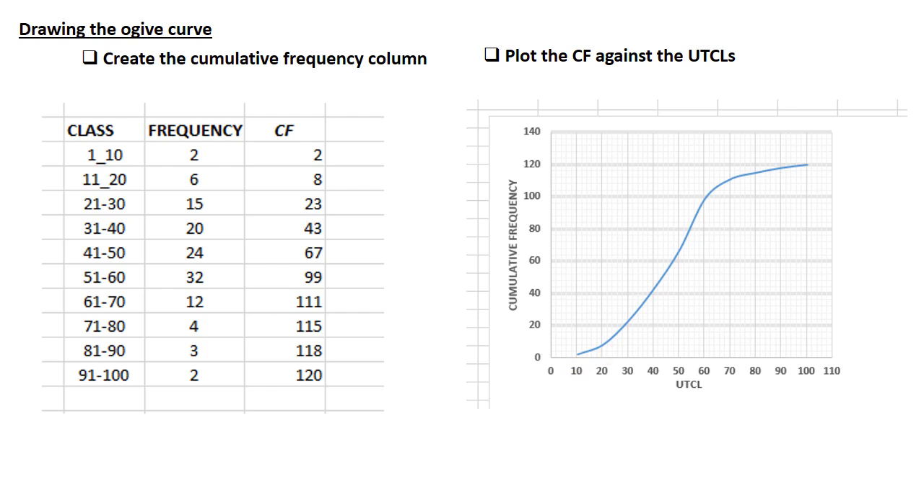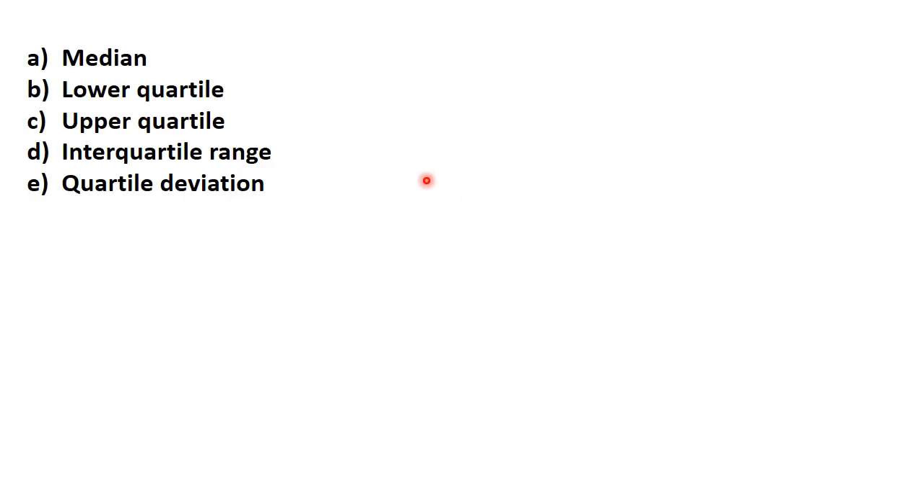Having plotted that, we then go to the calculations. How do we calculate the median using the Ogive curve? The first thing we need to do is arrange the data in ascending order and then get the middle value. We have 120 values, so the middle value will be the 60th, where 60 is just 1/2 times 120. We get the 60th value.